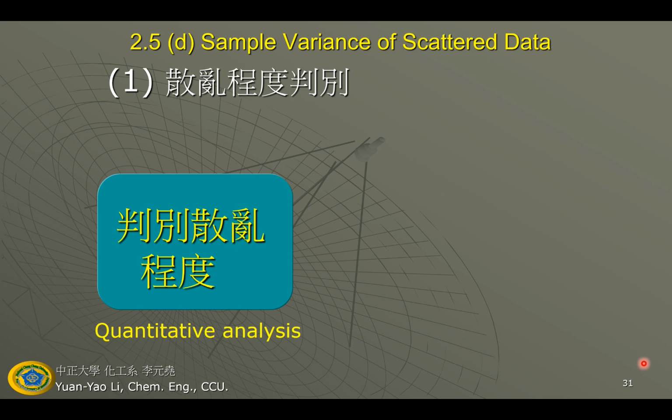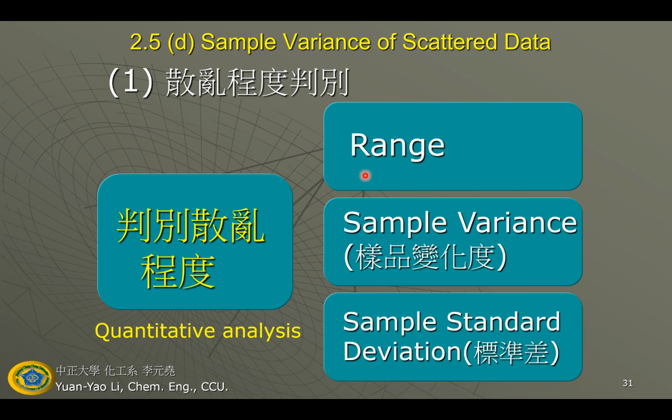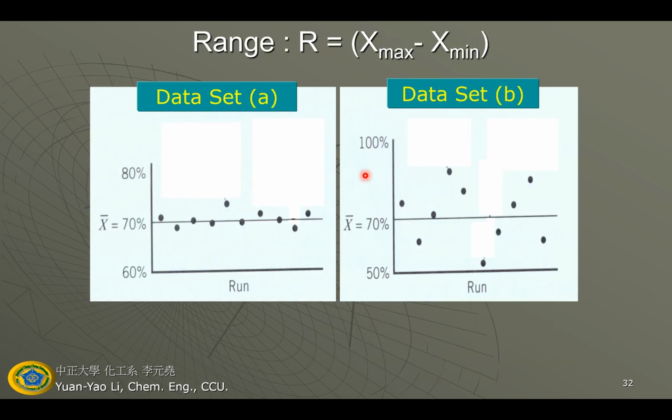So how can we do the quantitative analysis? You can use range, you can use sample variance, you can use sample standard deviation. Okay, so let's use this as an example. The first one is range, right? Range is x maximum minus x minimum.